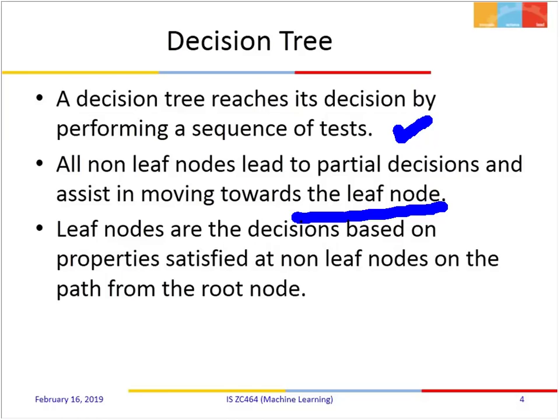Leaf nodes are the decisions based on the properties satisfied at non-leaf nodes on the path from the root node. So one thing you must be clear about is that the tree is the representation of how to arrange the data in memory. Of course, conceptually, but we always want our systems to be trained enough to be able to perform some learning tasks so as to enable them in decision making.